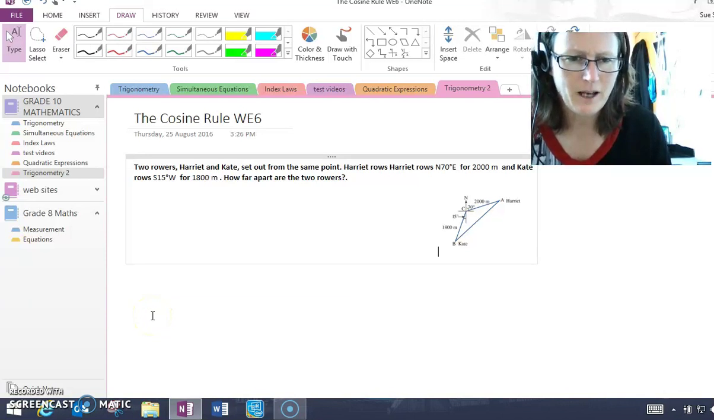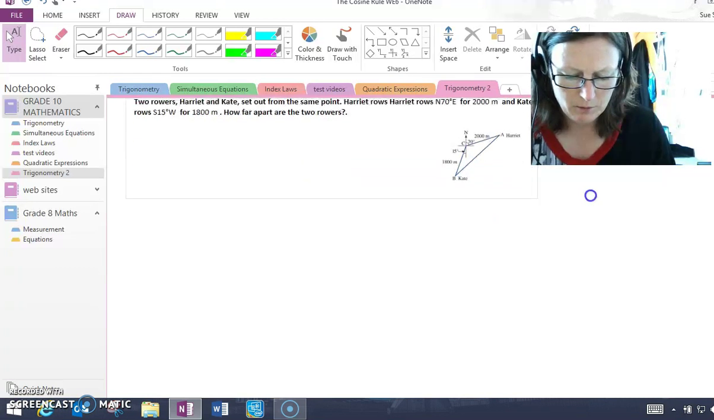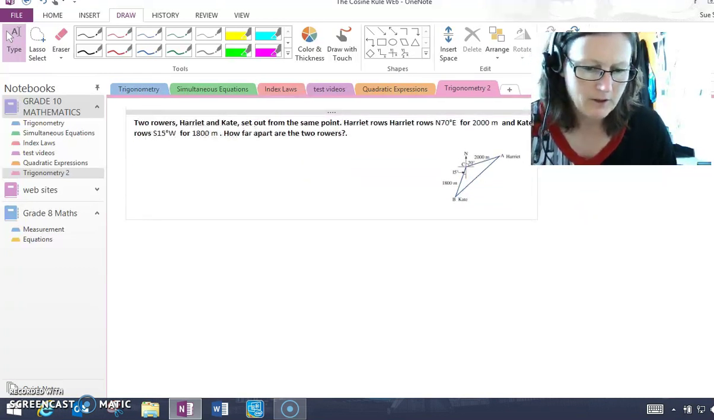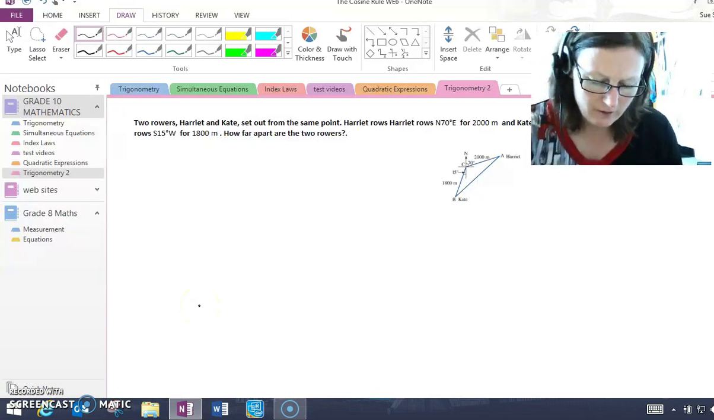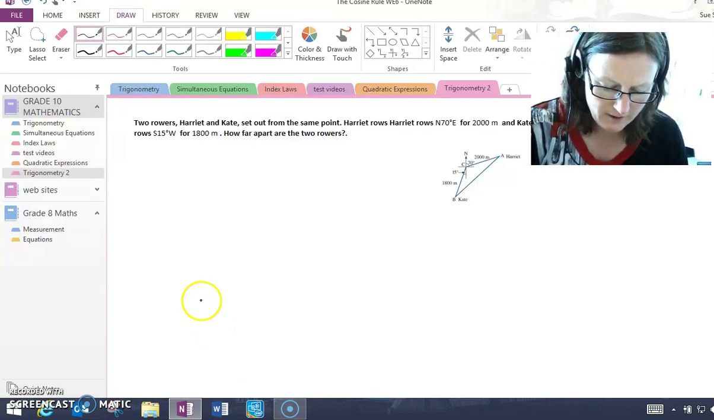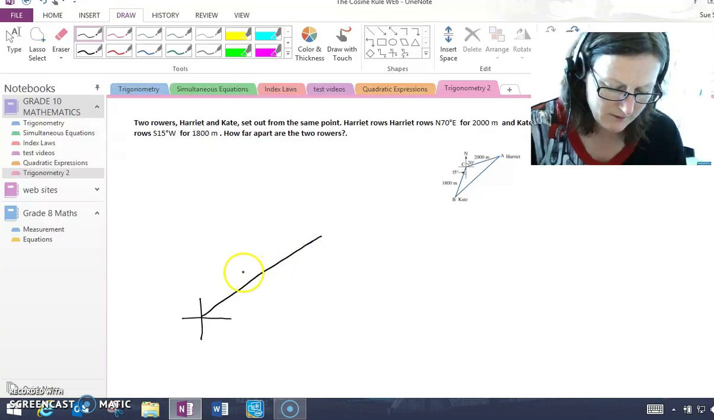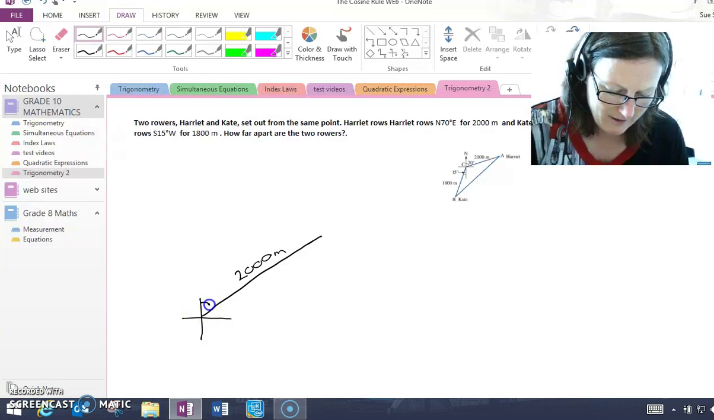Okay, so we have a harder problem here involving the cosine rule. So we're going to put down again what we know. These rowers start off from the same point. Harriet goes north 70 degrees east. So I draw my little compass and she goes north 70 degrees towards the east for 2,000 metres. So that's 2,000 metres, and that there is north 70 degrees towards the east.